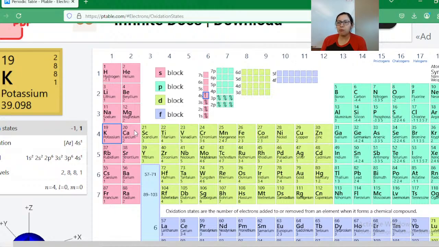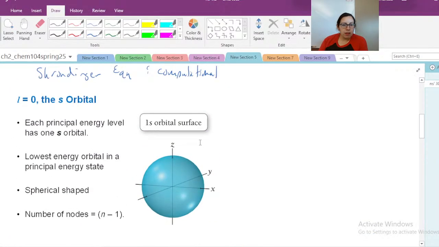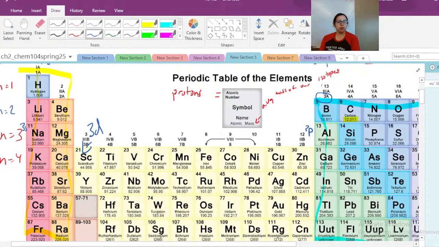So we have to fill up the 4s first. This is our next energy level, so n equals 4. That's why we just want to have it annotated here, because I don't want you to make a mistake. We have our periodic table, so just label it. We're at the 4s, so then we'll have to fill it up. Potassium will be 4s1, calcium will be 4s2.